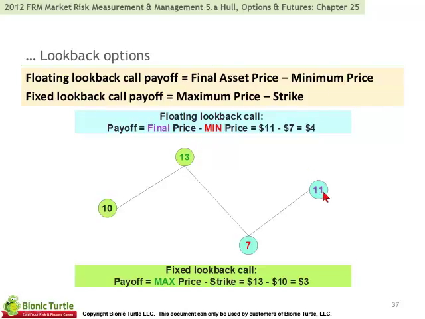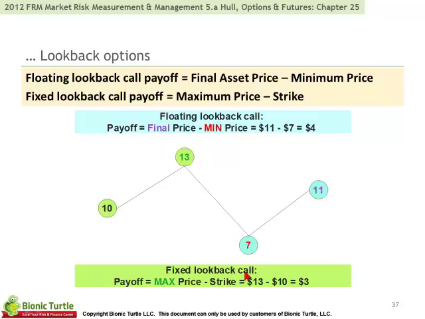So the final asset price is the same as a regular call. The difference with the floating look-back is look how opportunistic it is. It gets to go back and cherry pick the minimum price. So in our example, a floating look-back call purchased here, and here's the path, finishing here, would have a payoff of $11 minus, it gets to look back and find the lowest price. It's using, instead of a fixed strike price, the minimum price in the path. So our floating look-back call has a payoff of 11 final minus minimum 7 equals 4.